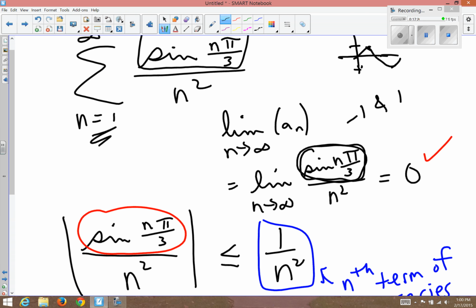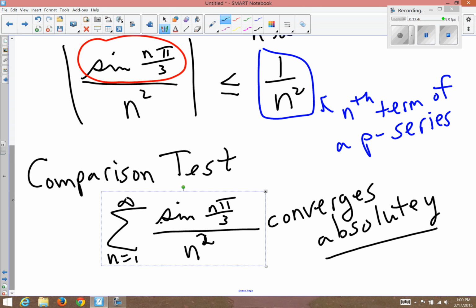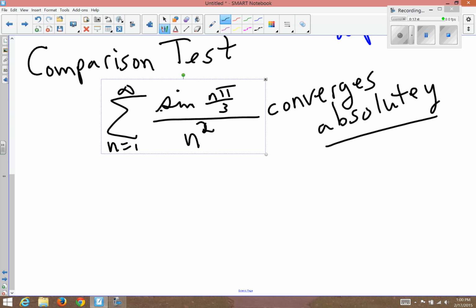The terms are actually changing sign, but the absolute values of them will always be positive. And when the series with all the signs positive converges, we say the series converges absolutely. And anytime a series converges absolutely, by changing all the terms to positive, then the original series converges, period.